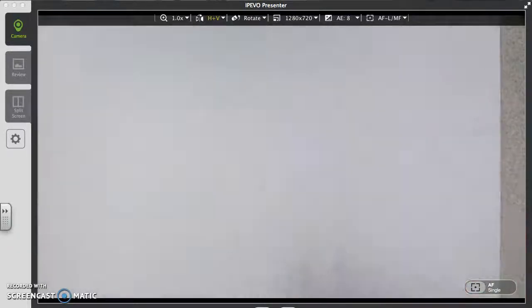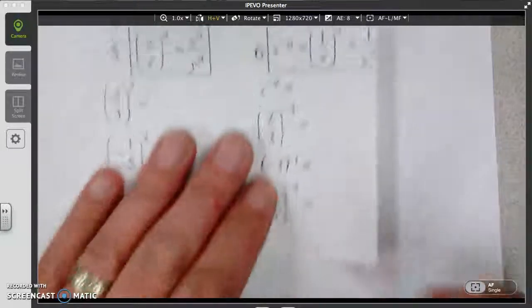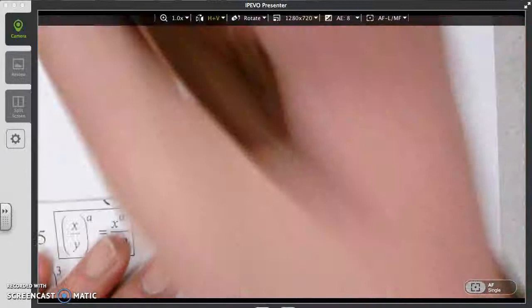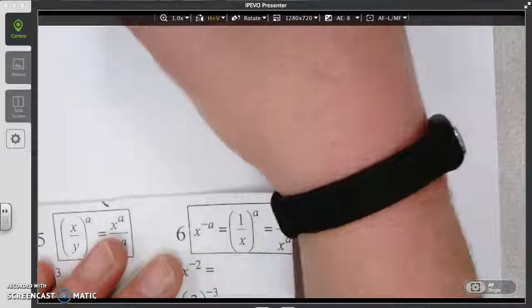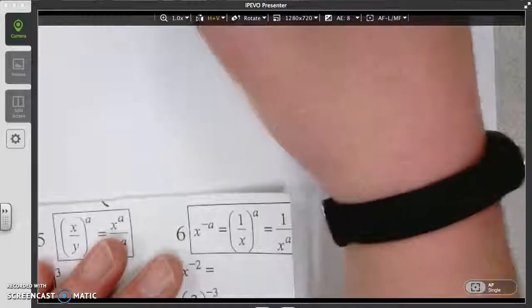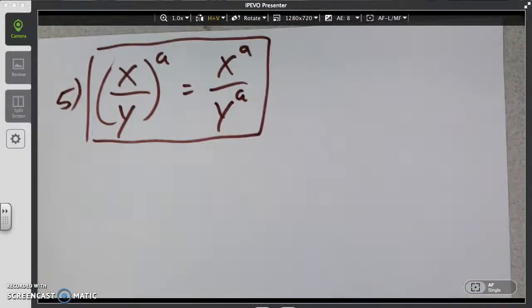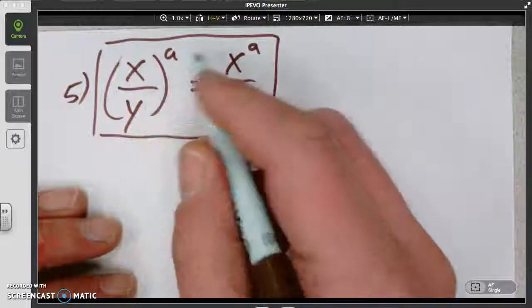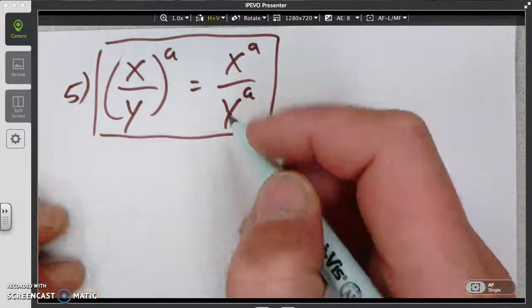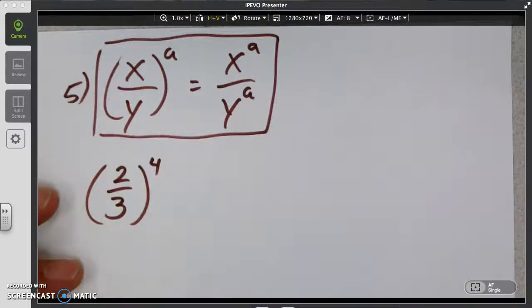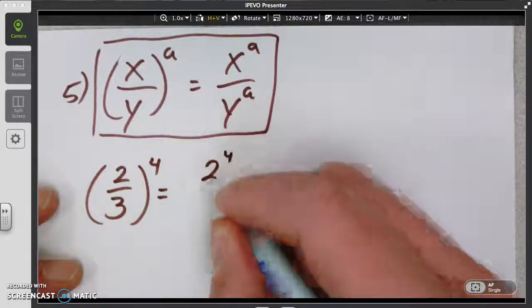Next, let's wrap this up. Very similar. If you have a fraction with a power, the power goes to both of them, top and bottom. Here we go. (x over y) to the a equals x to the a over y to the a. So again, why this makes sense: if we had 2/3 to the 4th, it's saying that's the same as 2 to the 4th over 3 to the 4th.